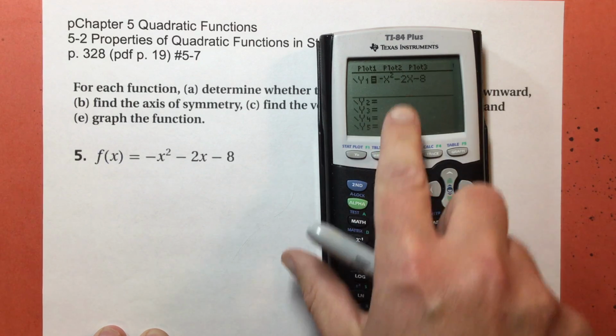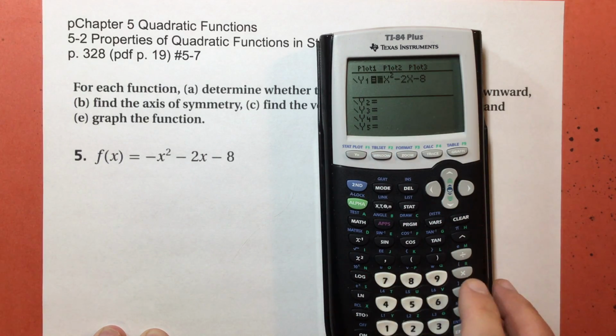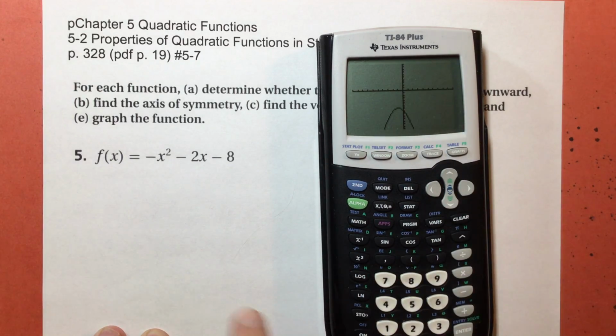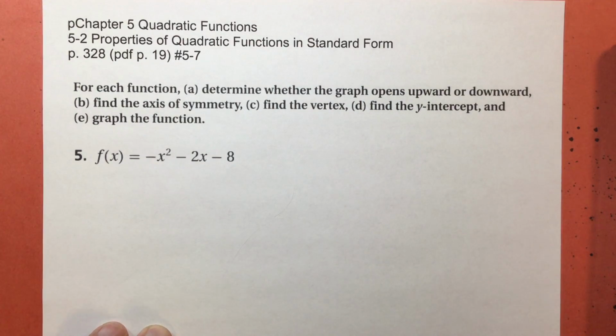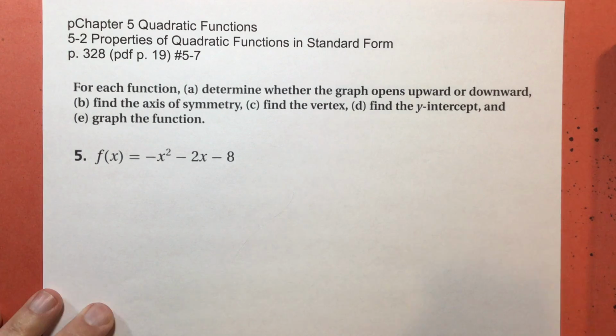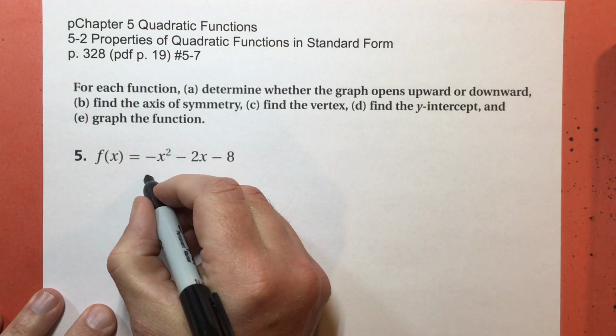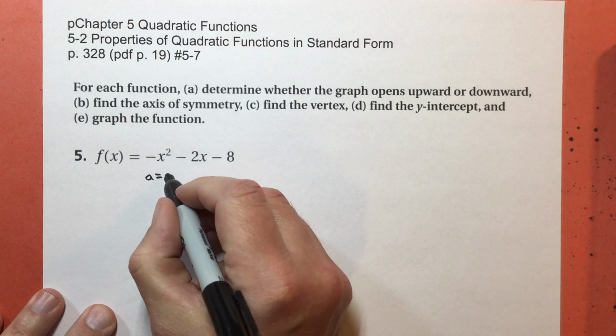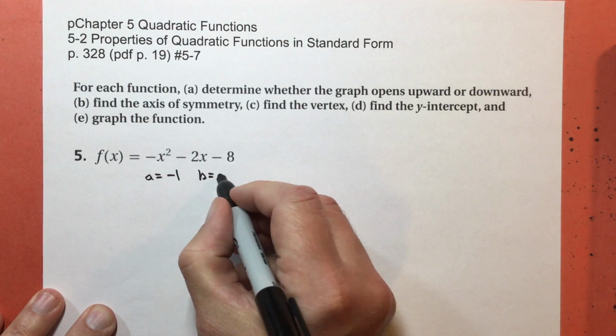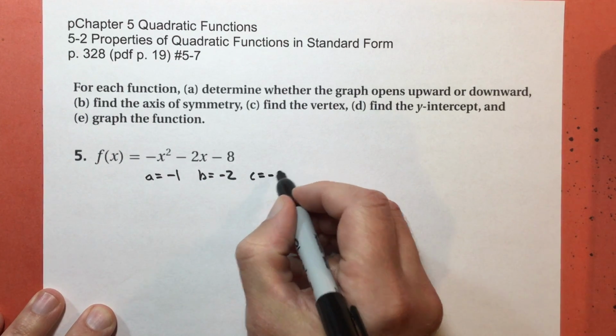This is negative x squared minus 2x minus 8, right? So that's what the graph is. After I find out all the properties, I'm going to look and see if that's what shows up on the graph. All right, so first thing I have to do every time is figure out what my parameters are. My a is negative 1, my b is negative 2, and my c is negative 8.